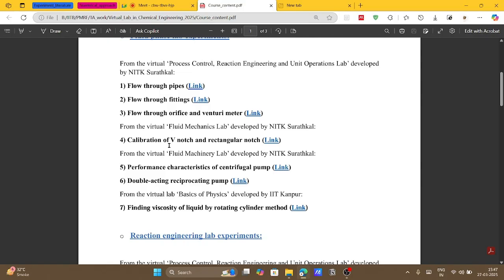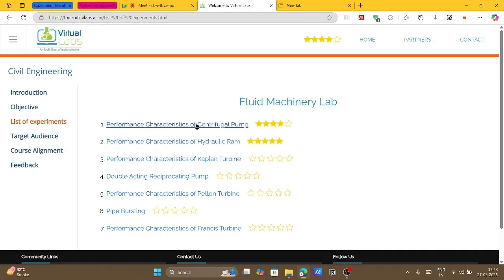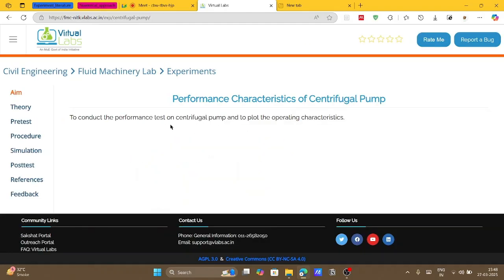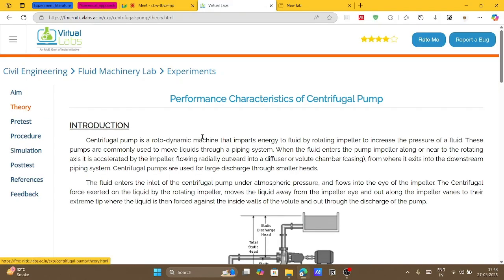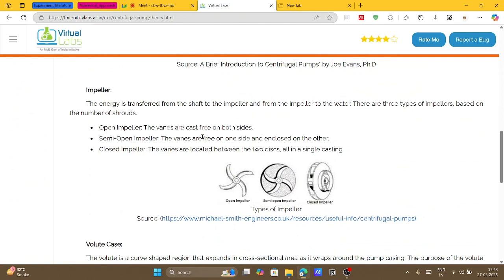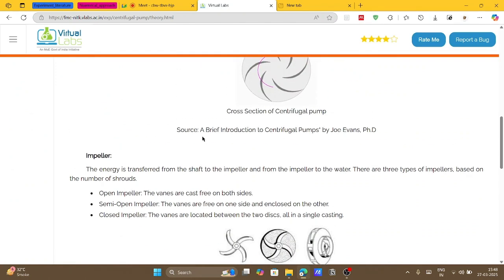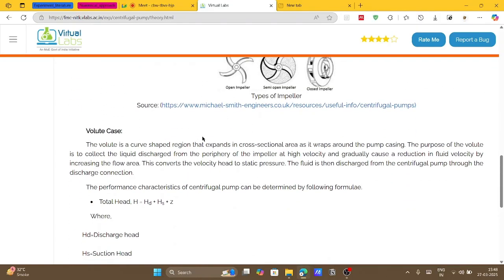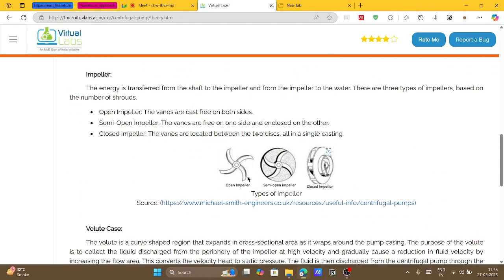So if we see in the course content, go to the performance characteristic of centrifugal pump. There is some basic theory given for the centrifugal pump. I have not gone into this theory much because I assume that since pumps are a very basic concept, you must have read it in your fluid flow operation, right? So these are the types of impellers which I was talking about. Depending upon our fluid application, the type of fluid that we use, we can select either of these impellers.